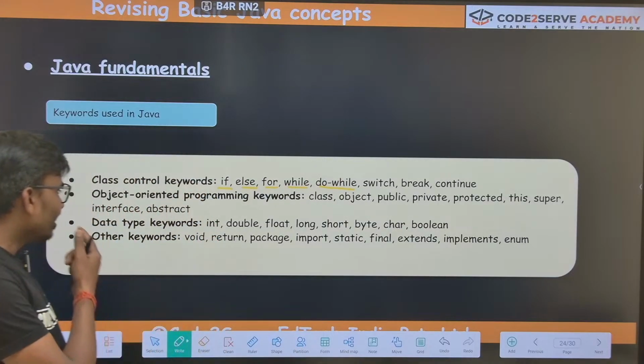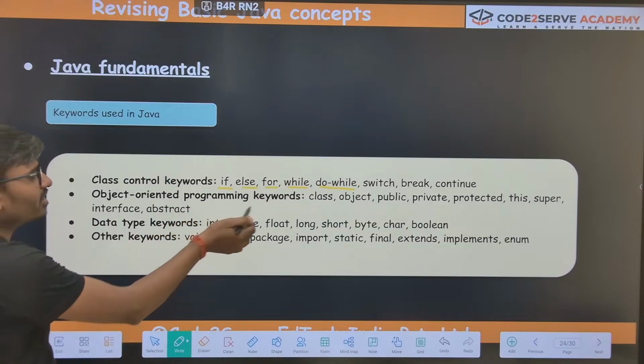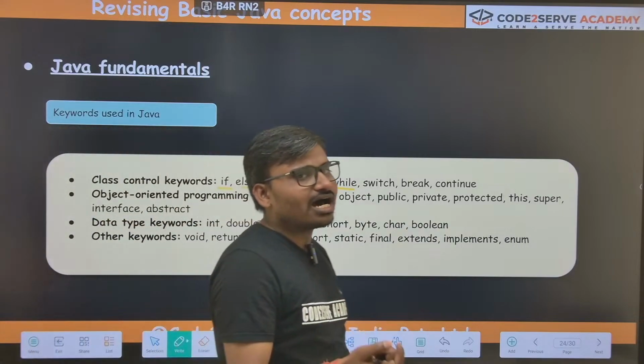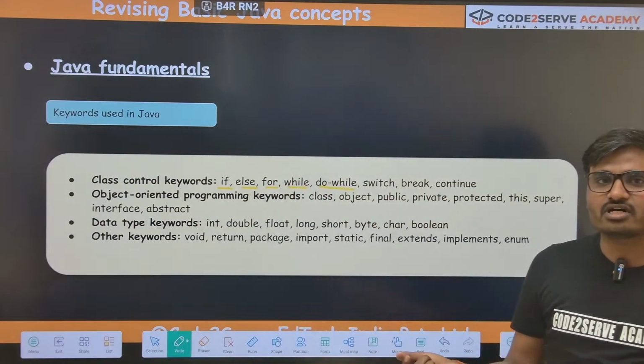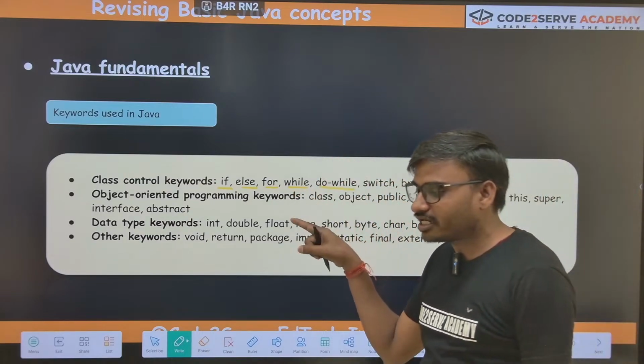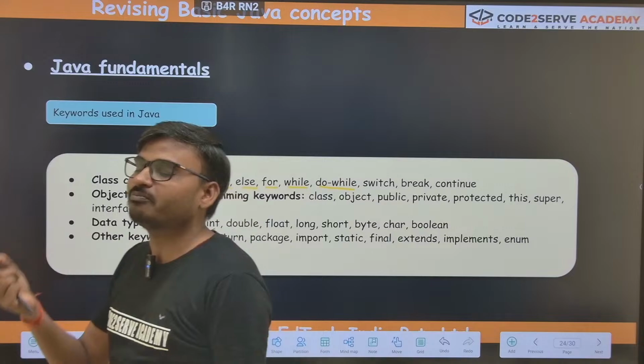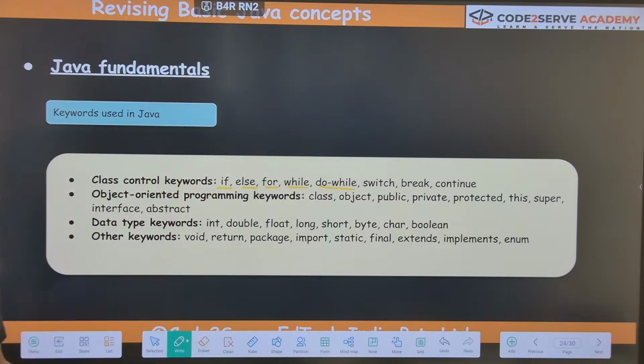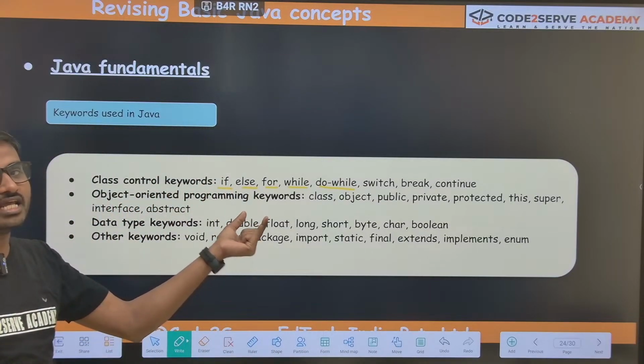Okay. Next, object-oriented programming keywords is like we use class. Class is a keyword which is used to create a class. Like we already saw in the last lecture, we created one simple program where we wrote the class keyword. After that, we wrote the name of the class.